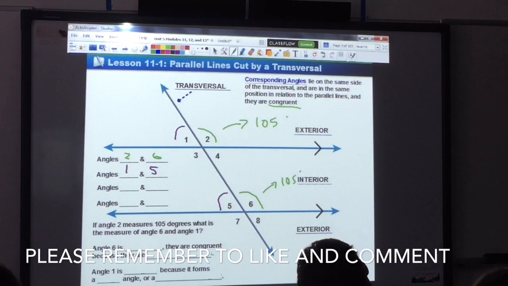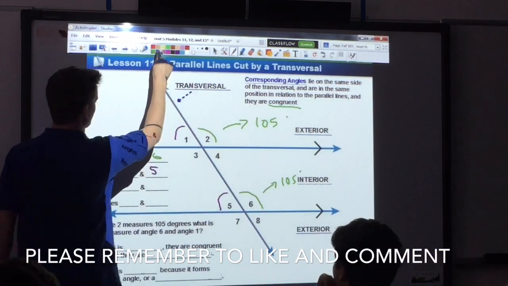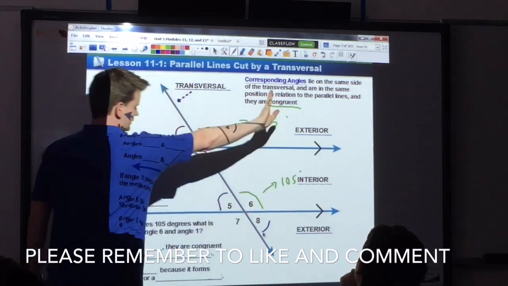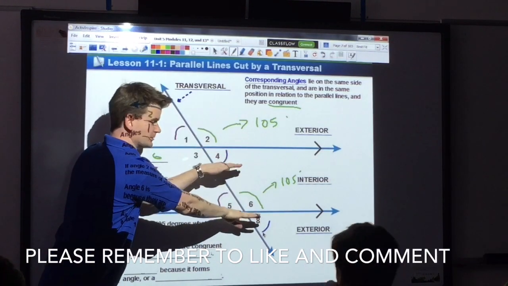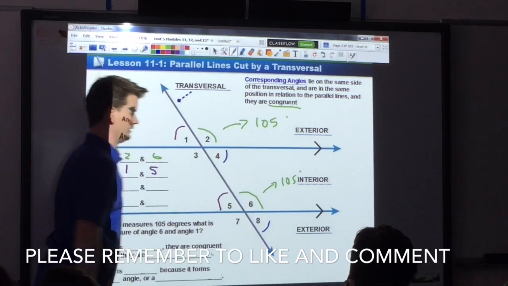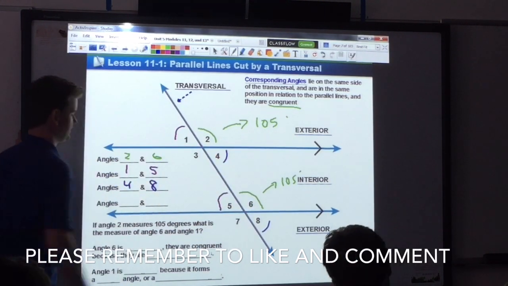Ali, give me another set. 4 and 8. Let's check out 4 and 8. 4 and 8 are both on the right side of the transversal. They're both below their respective parallel lines. They're both acute, which means that in this case they are congruent. So 4 and 8 works.